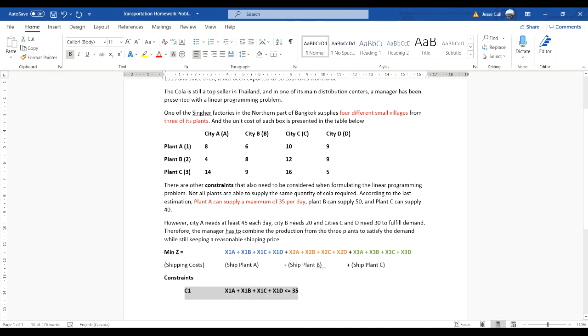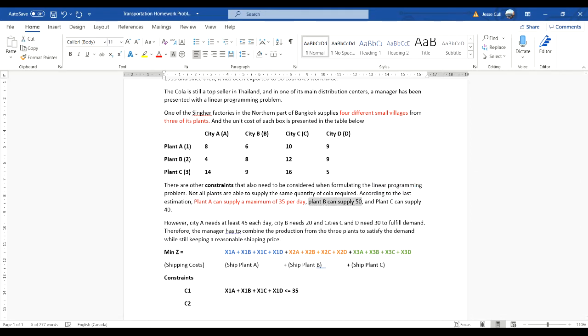The total number of products shipped to city A, city B, city C, and city D from plant 1 must be less than or equal to 35. We do the same again, C2. We go back to our problem. Plant B can supply 50.